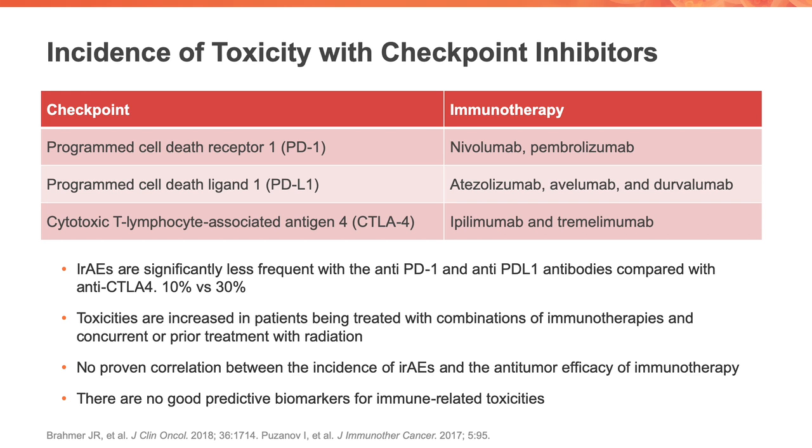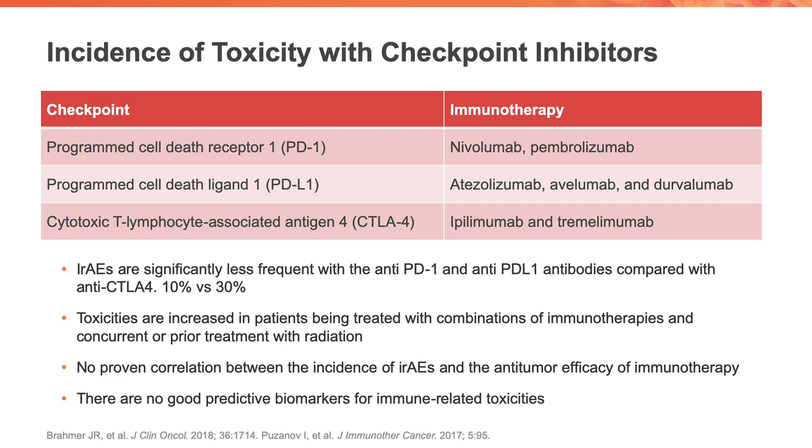The incidence of toxicity with checkpoint inhibitors. The most common checkpoint inhibitors that are currently used in lung cancer treatment include PD-1 inhibitors, and the ones that are available right now are nivolumab and pembrolizumab. We have PD-L1 inhibitors with atezolizumab, avelumab, and durvalumab. We have CTLA-4 inhibitors with ipilimumab and tremelimumab.